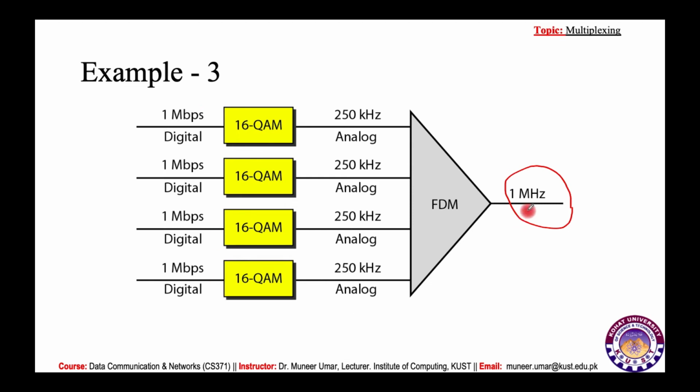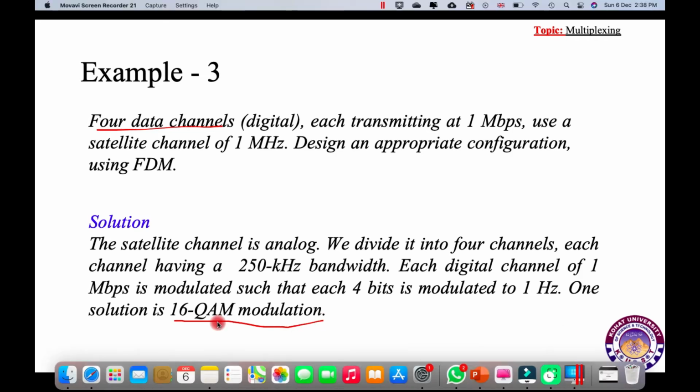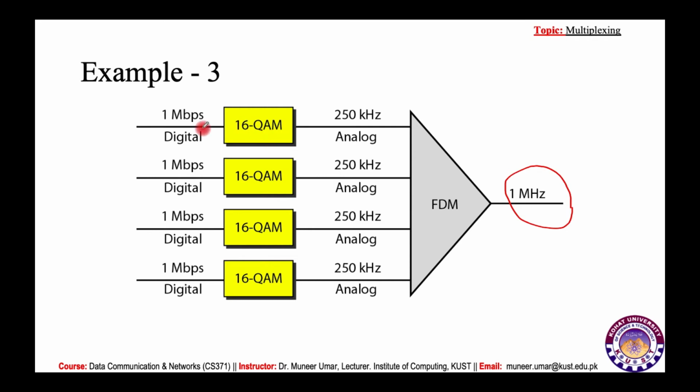for 1 megahertz. So here what we do, the satellite channel is analog and our system is digital. We divide it into 4 channels, each channel having a 250 kilohertz bandwidth. Each digital channel of 1 Mbps is modulated such that each 4 bits is modulated to 1 Hz. One solution is 16 QAM modulation. QAM is the quadrature amplitude modulation. It can be 8, 16, 64, 128, and 256. So by using 16 QAM, we convert each 4 bits into 1 hertz.